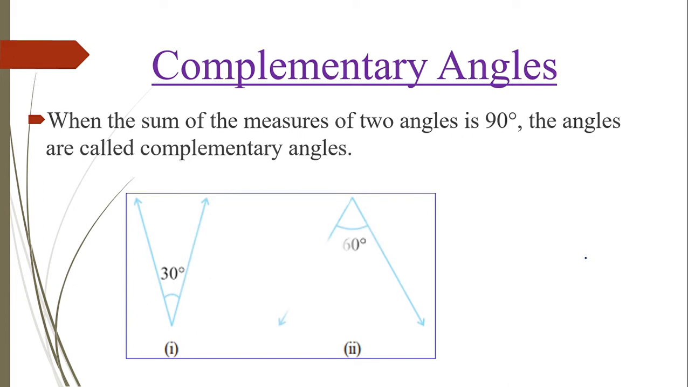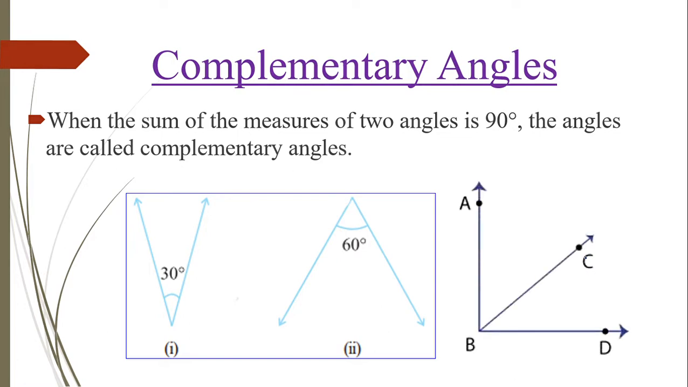Let's see the example. In front of you, figure 1 and figure 2 are shown. If we add 30 degree plus 60 degree, again we get 90 degree. That means these are a pair whose sum is 90 degree and they are complementary. And on the right hand side, you can see there is one more figure and there is a 90 degree. If you add both, again you get 90 degree. That means they are complementary angles.